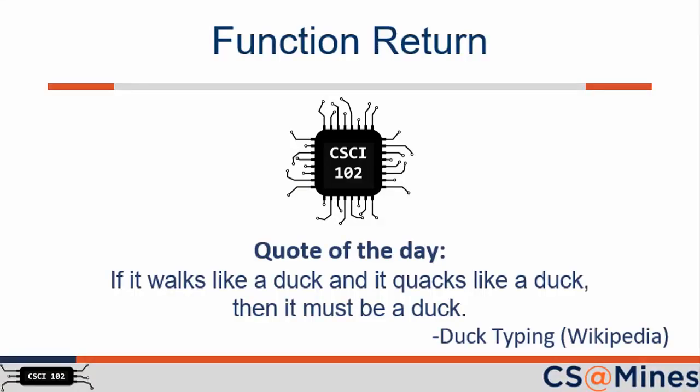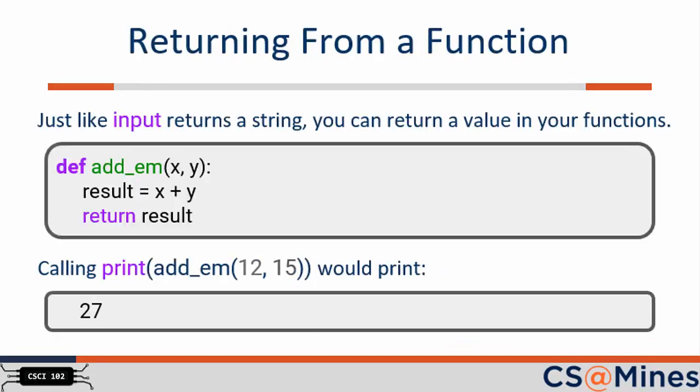But first, let's start with a good quote. If it walks like a duck and it quacks like a duck, then it must be a duck. The point of this quote is that it doesn't matter what type your data is. The only thing that really matters is whether you can do what you want to do with it. More on this shortly.